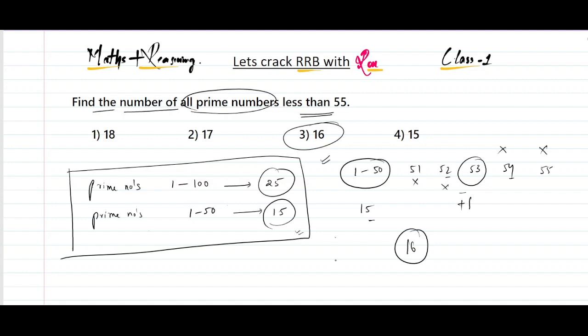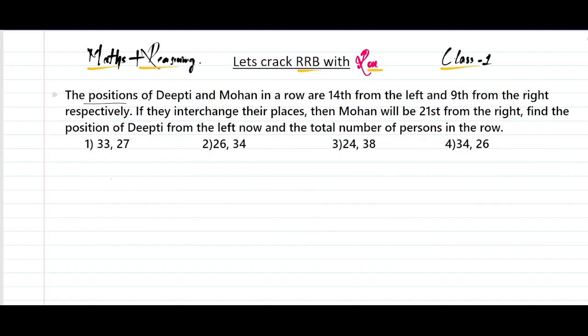Okay, next question. See, the positions of Deepthi and Mohan in a row are 14th from the left and 9th from the right.